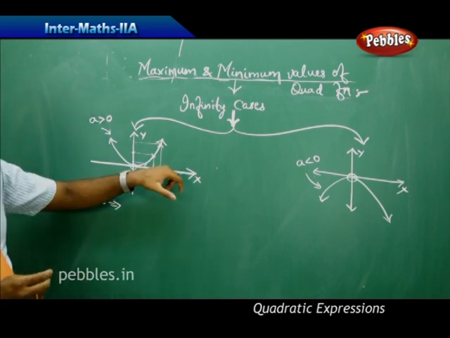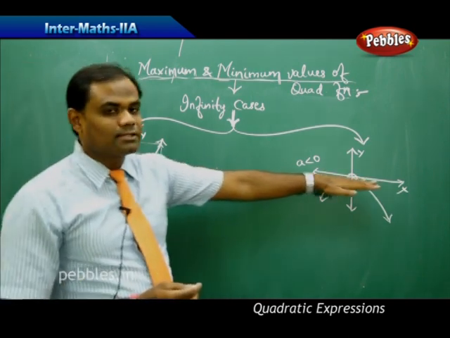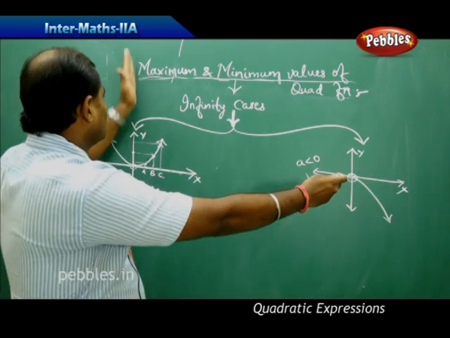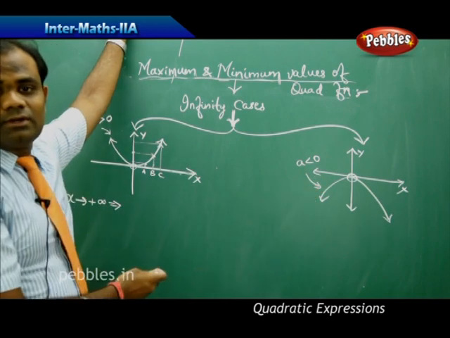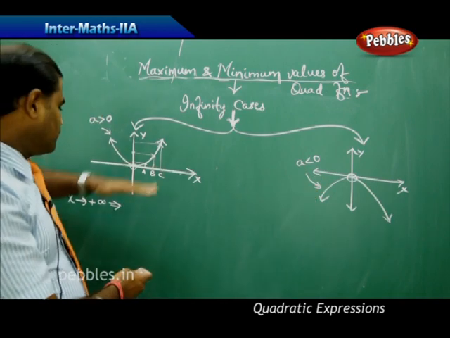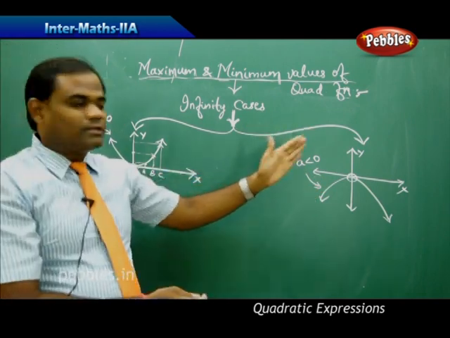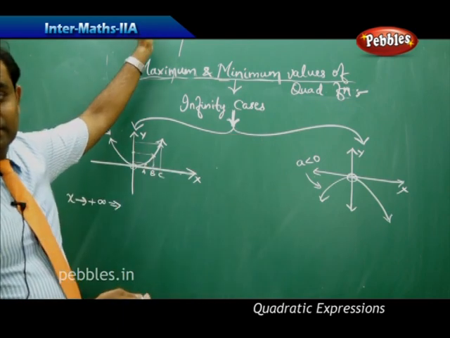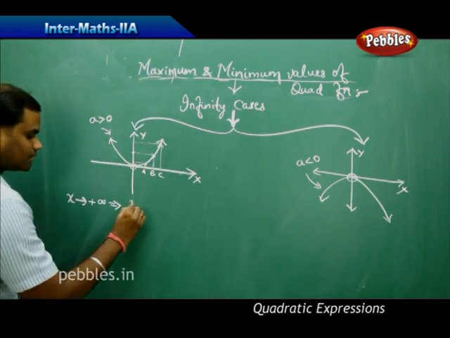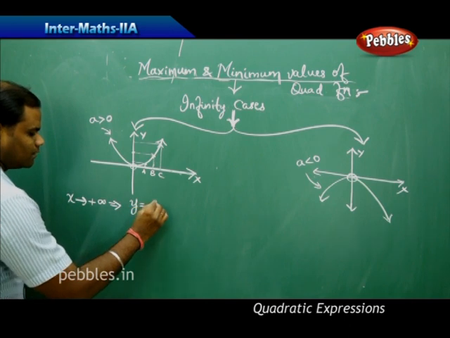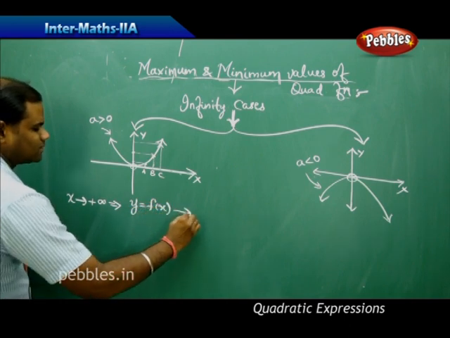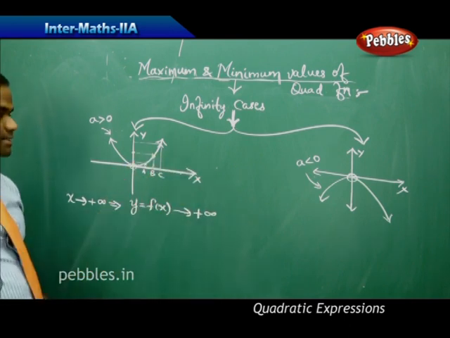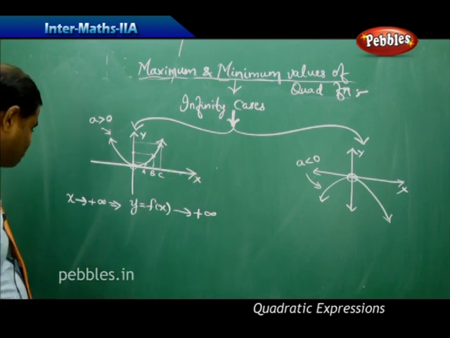Therefore, if I imagine or visualize going at infinite distance on x, my corresponding y comes at infinite distance on y-axis. Therefore, when x tends to infinity, obviously in this case, y must tend to infinity. That implies y equals f of x tends to plus infinity, as can be clearly seen in the graph.